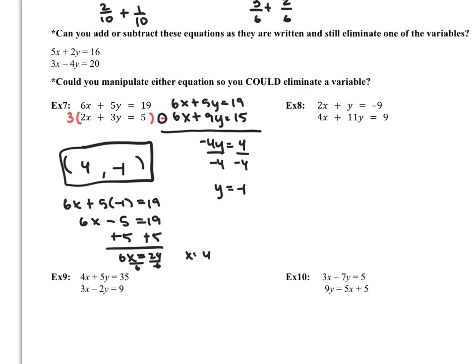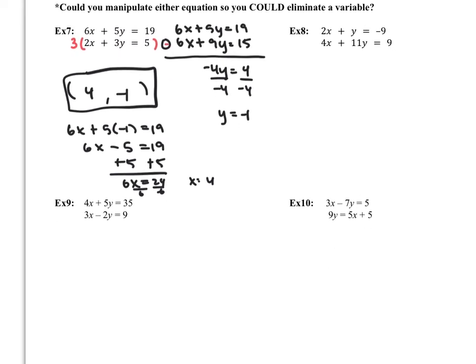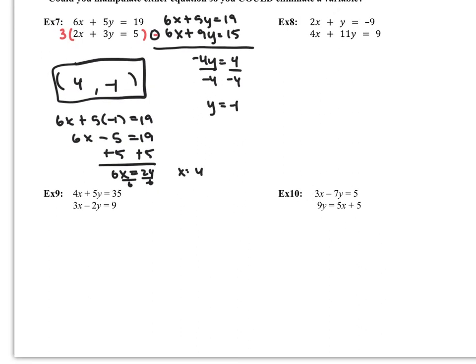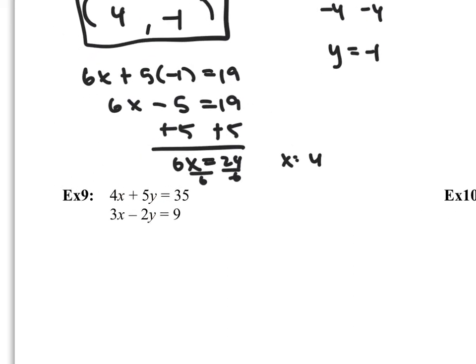Let's go down to example 9. So on example 9, I'm looking to see if I can get my x coefficients to match or my y coefficients to match. Think about it in the same way that you would think about a common denominator. If one denominator was 4 and one was 3, your least common denominator would be 12. If one denominator was 5 and the other was 2, your least common denominator would be 10. You can choose whichever one you prefer.